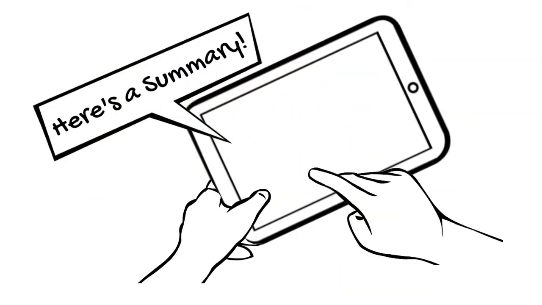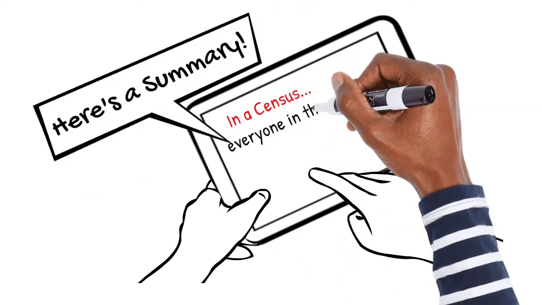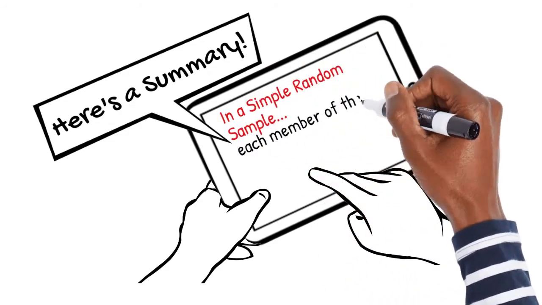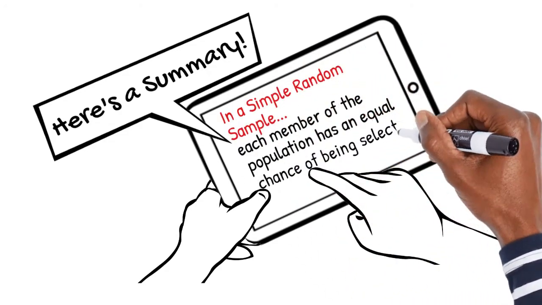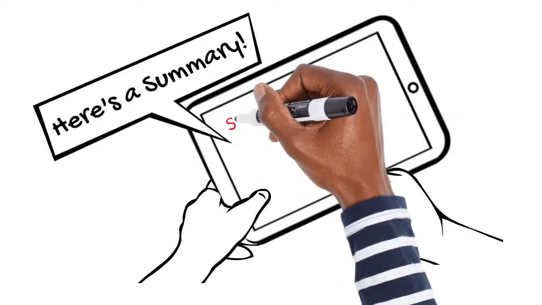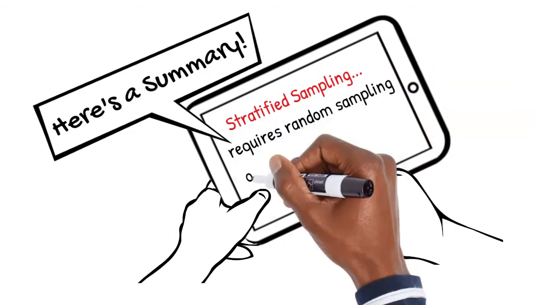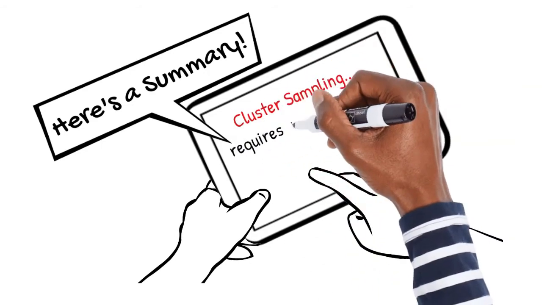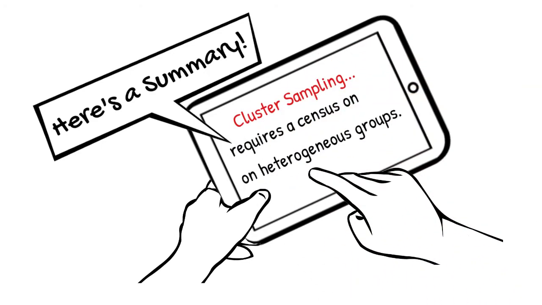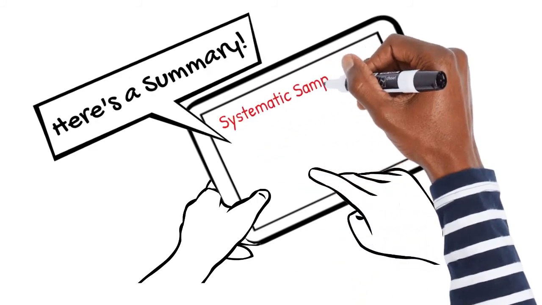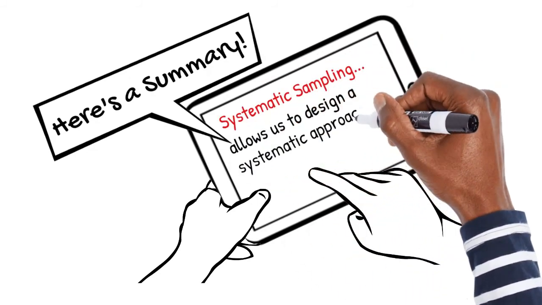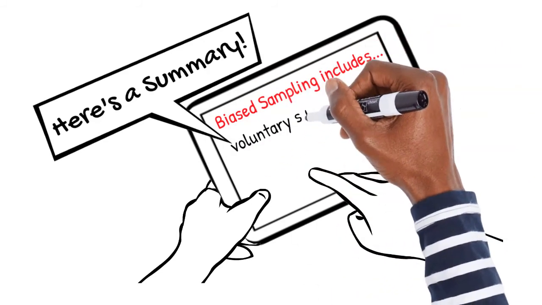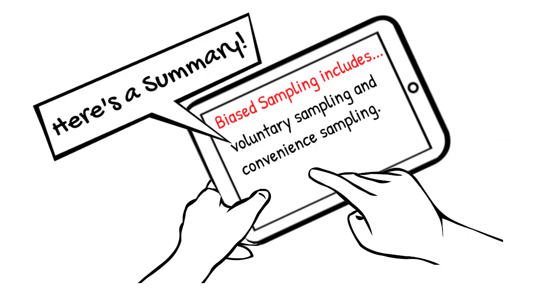Here's what we've learned in this video. In a census, everyone in the population is surveyed. In a simple random sample, each member of the population has an equal chance of being selected. Stratified sampling requires random sampling on homogeneous groups. Cluster sampling requires a census on heterogeneous groups. Systematic sampling allows us to design a systematic approach to selecting a sample. Biased sampling methods include voluntary sampling and convenience sampling.